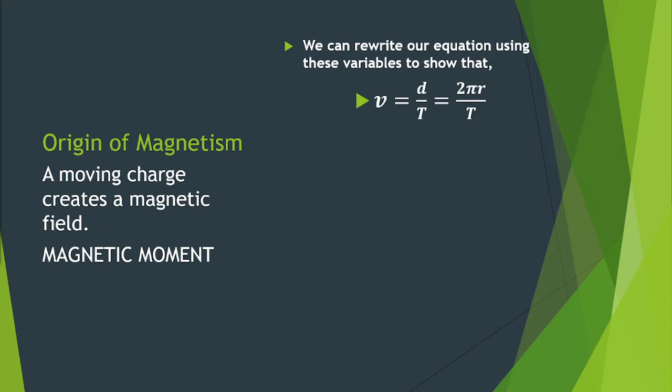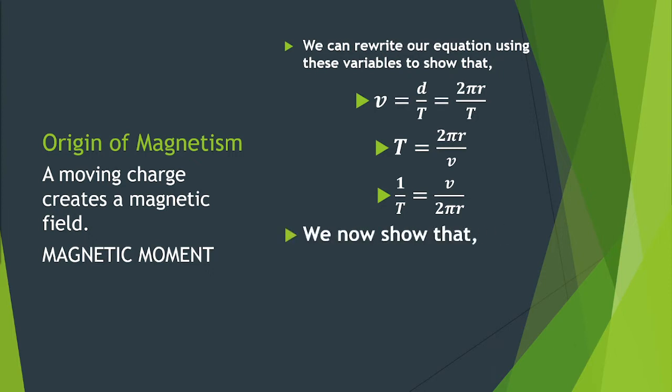We can solve for the period T and find out that this is equal to 2 pi r over v. The frequency is the inverse of period T. This is equal to 1 over T, which is equal to v over 2 pi r. Therefore, it goes to show that the magnetic moment, mu, is equal to I A, equal to Q over T times A, is equal to e times v over 2 pi r times pi r squared.